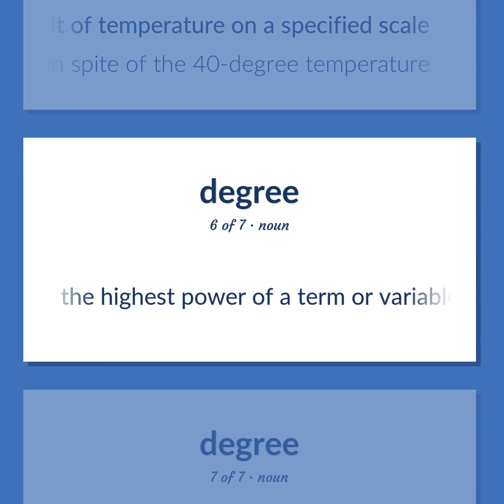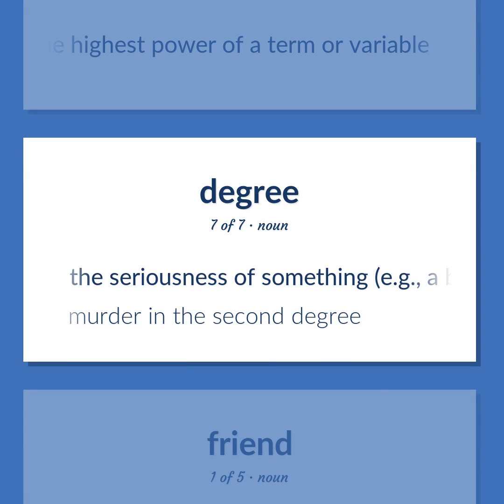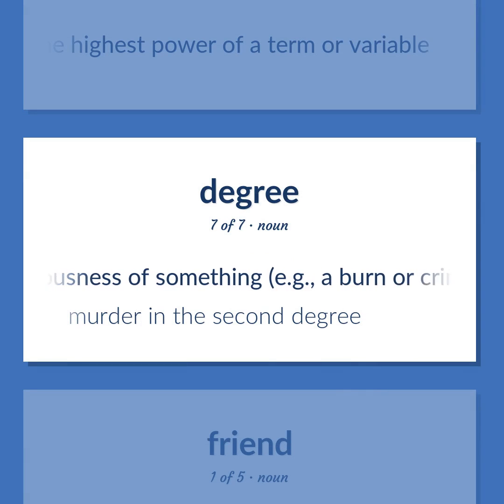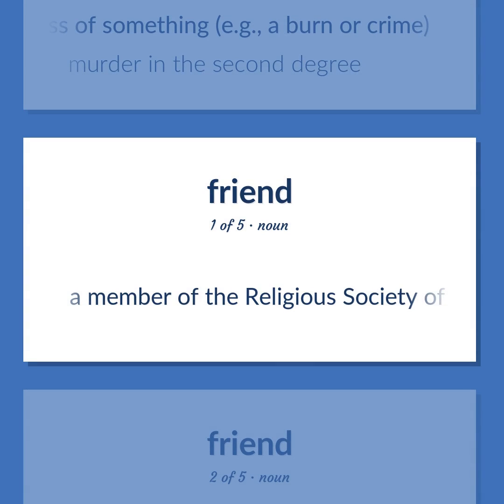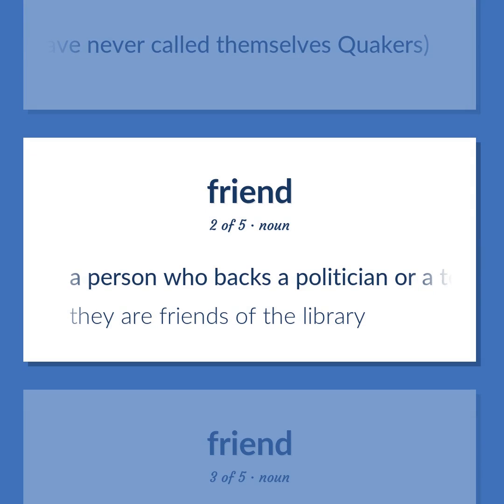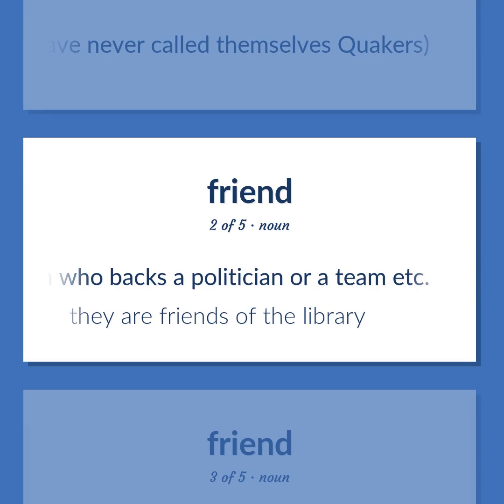The highest power of a term or variable. The seriousness of something, e.g., a burn or crime. Murder in the second degree. A member of the Religious Society of Friends founded by George Fox. The Friends have never called themselves Quakers. A person who backs a politician or a team, etc. They are friends of the library.